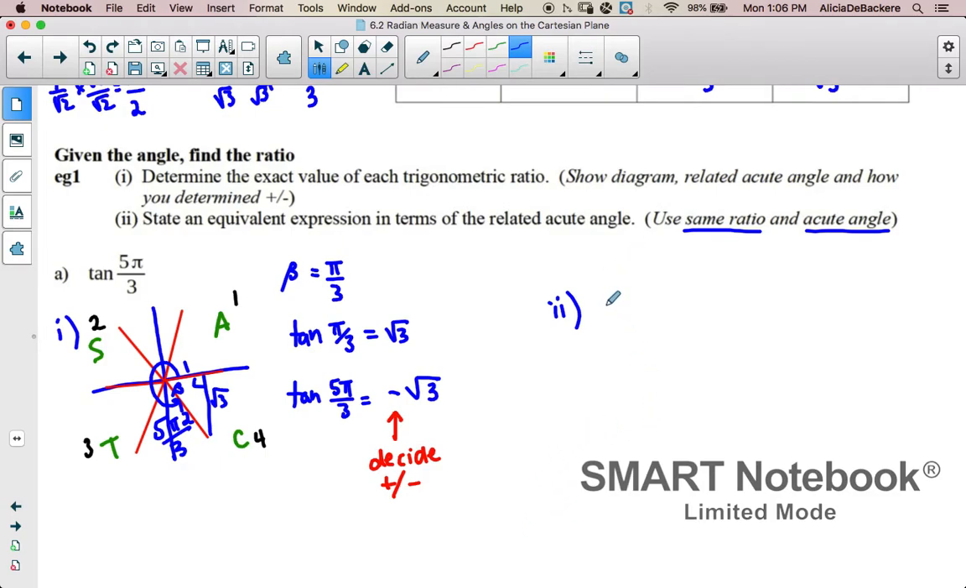So I'm going to start with my original question, tan of 5 pi by 3. And it says state an equivalent expression, so an equal expression, in terms of the related acute angle. So I have to use that related acute angle pi by 3. And in order to do this, you're going to use the same ratio, tan, because it gets really complicated if you don't. And then all you have to do, again, is decide whether it's positive or negative.